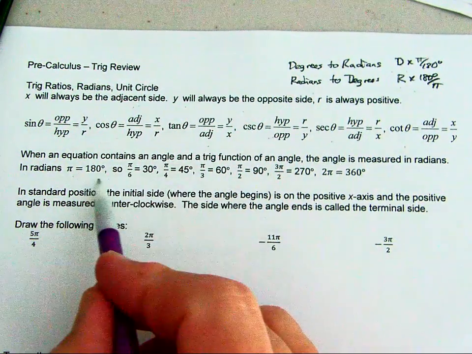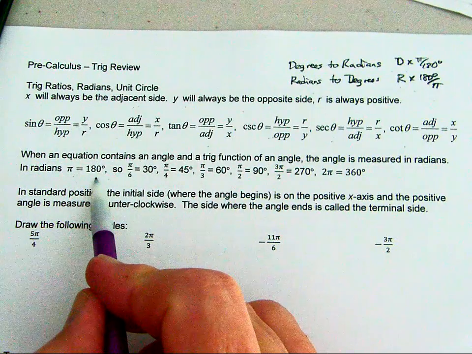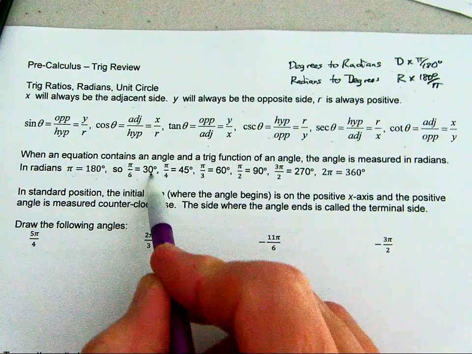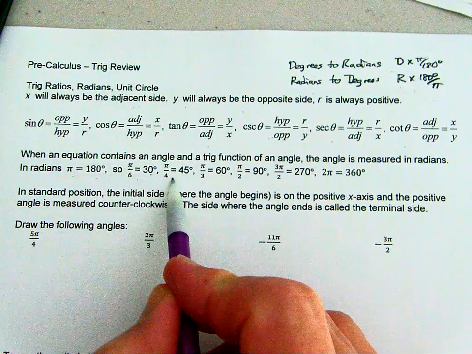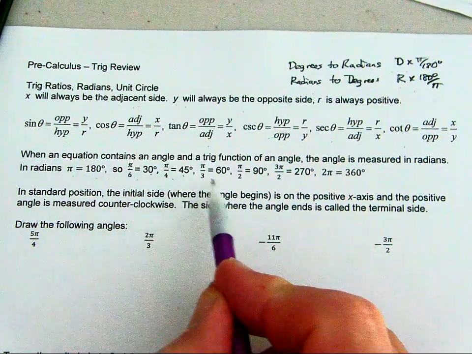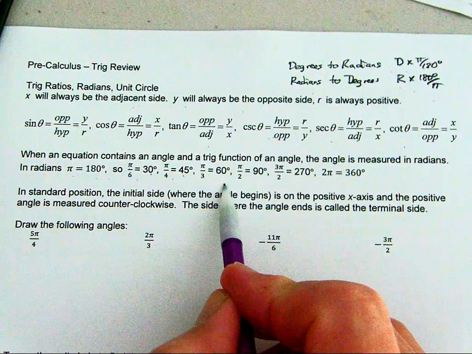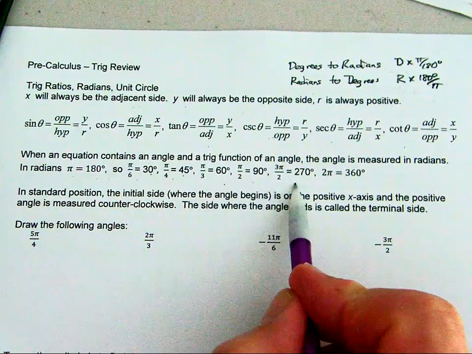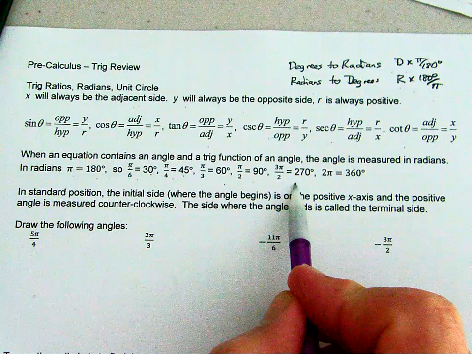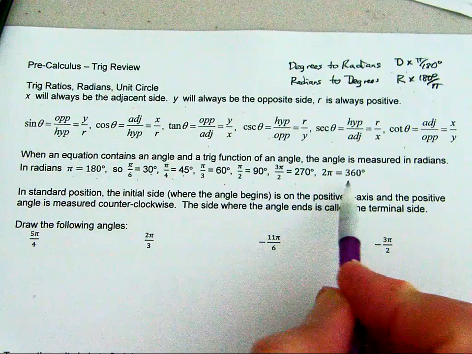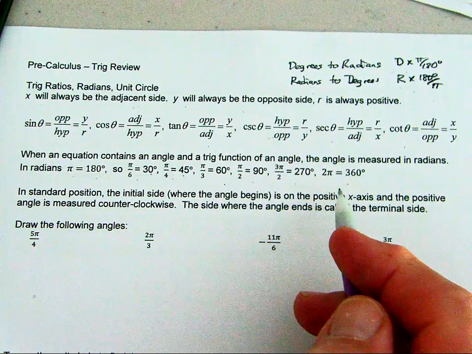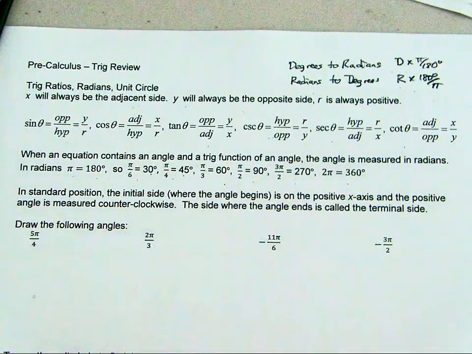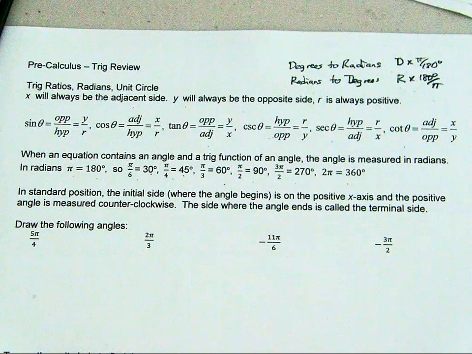So some common angles, as I mentioned, pi is 180. So pi over 6 would be 180 divided by 6, which is 30 degrees. Pi over 4 is 45 degrees. Pi over 3 is 60 degrees. Pi over 2 is 90 degrees. 3 pi over 2 is 270. 2 pi is 360. They'll also use negative angles a lot in calculus, like negative pi over 2 is the very common one.